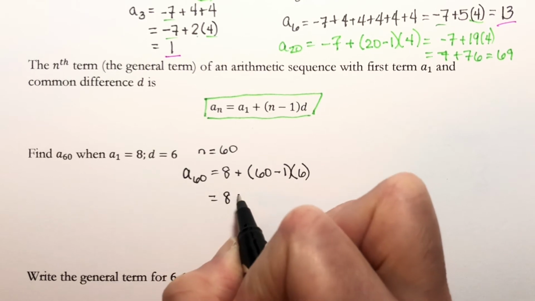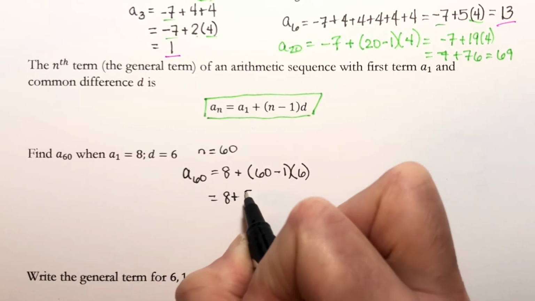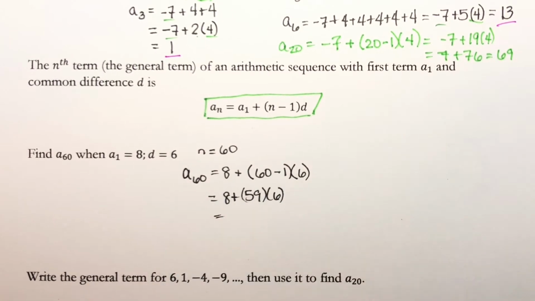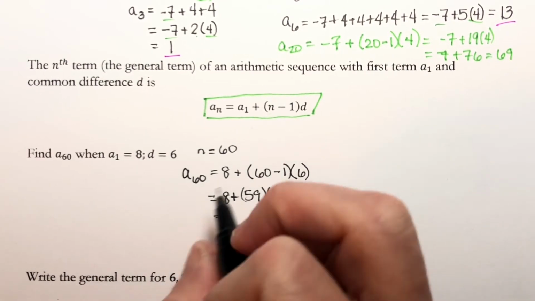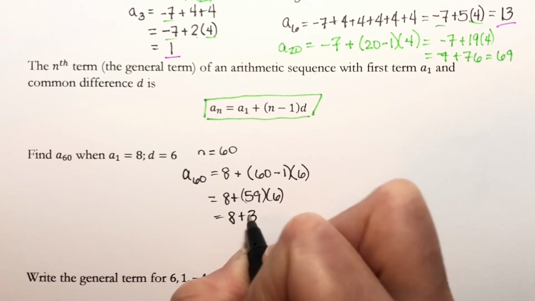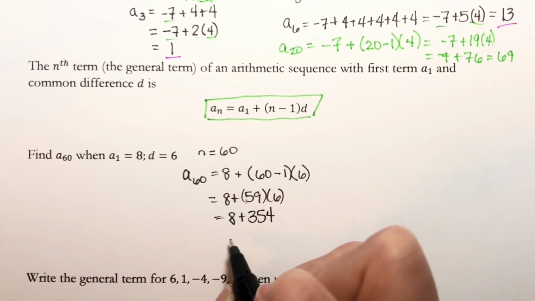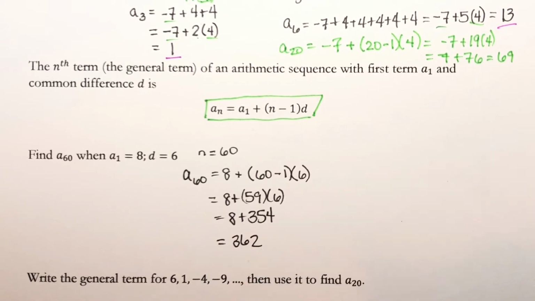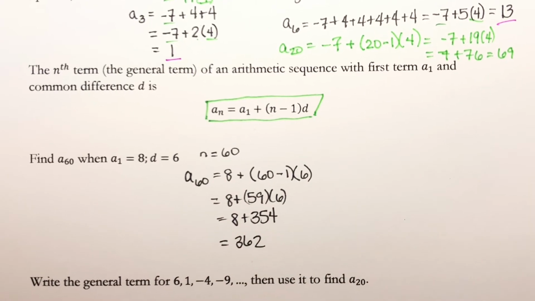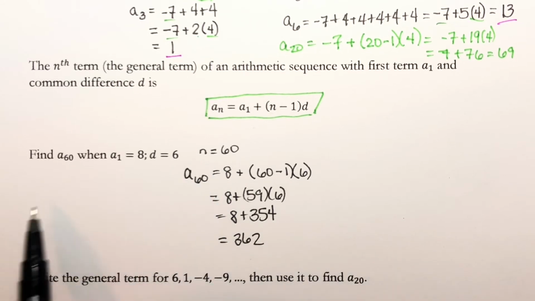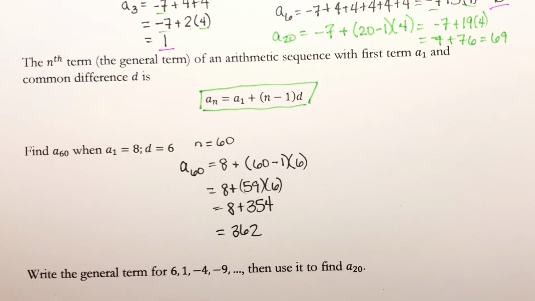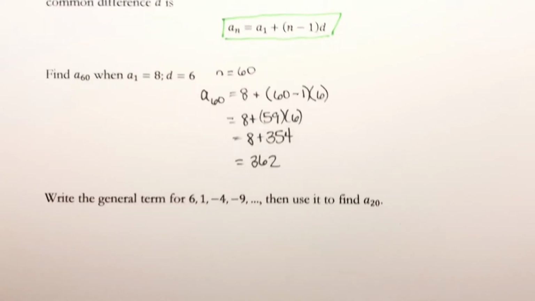So this is 8 plus 59 times 6. 59 times 6 is 354. So our 60th term would be 362, which is a lot easier than writing out 60 terms and figuring out where that is. Okay? All right. Let's do one more.